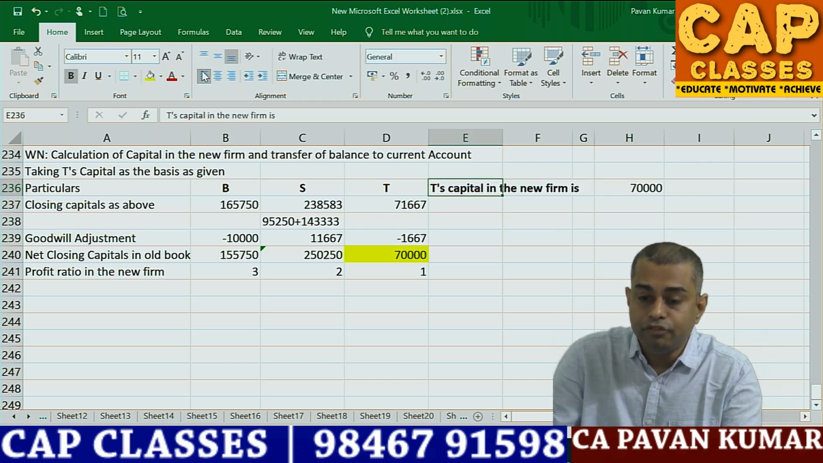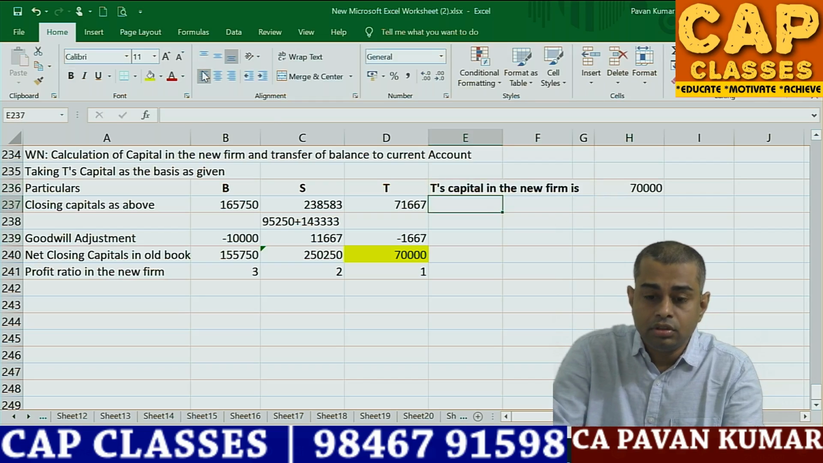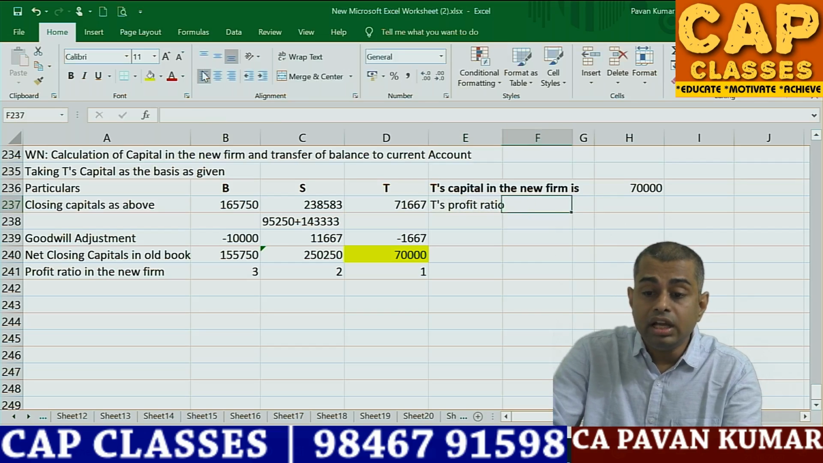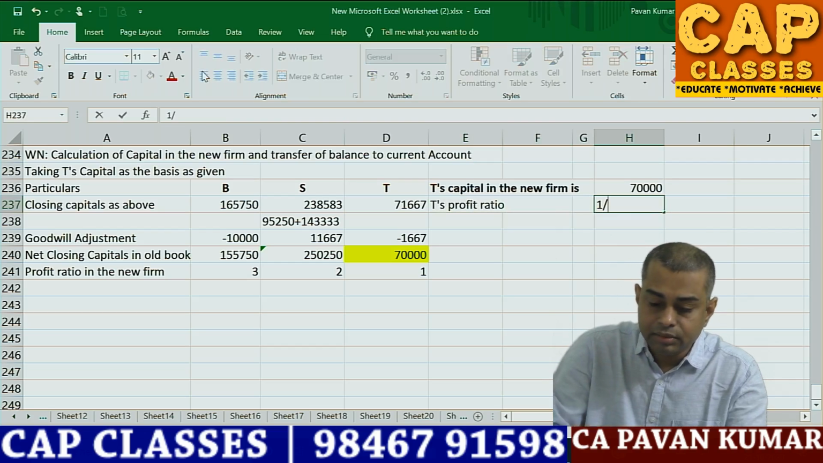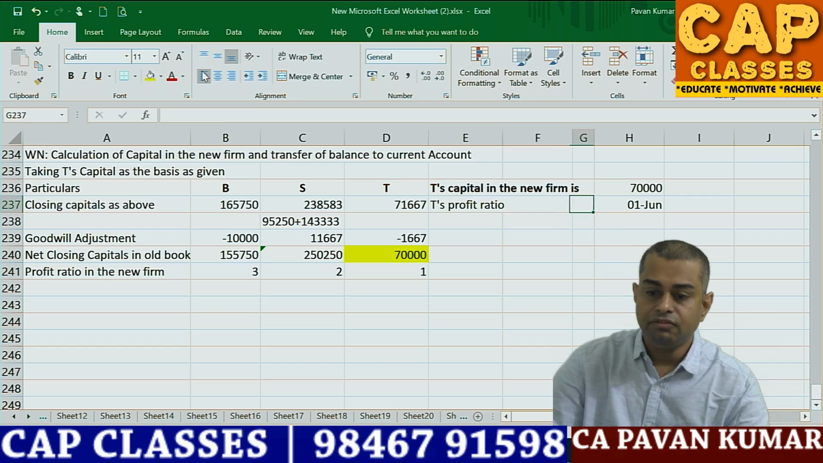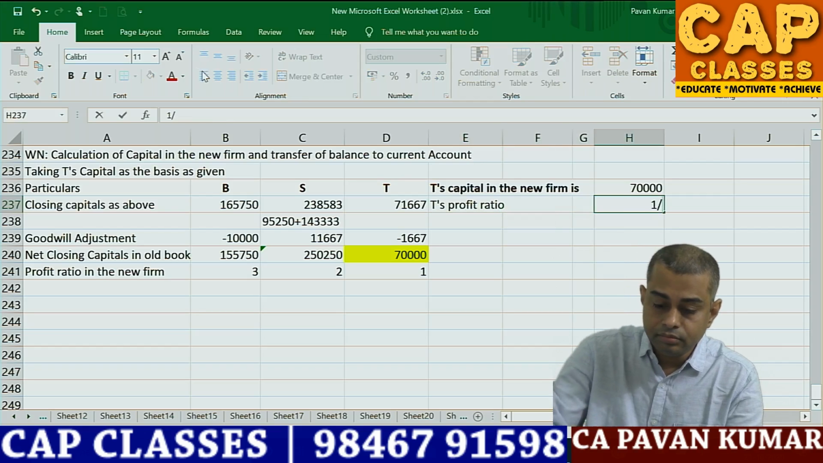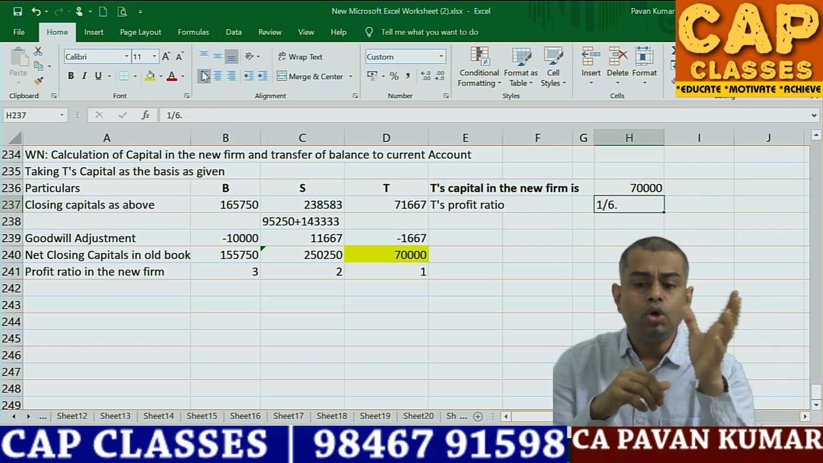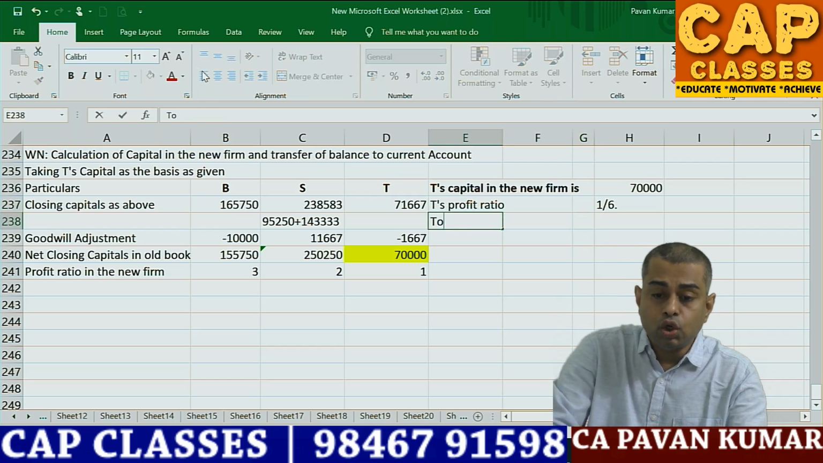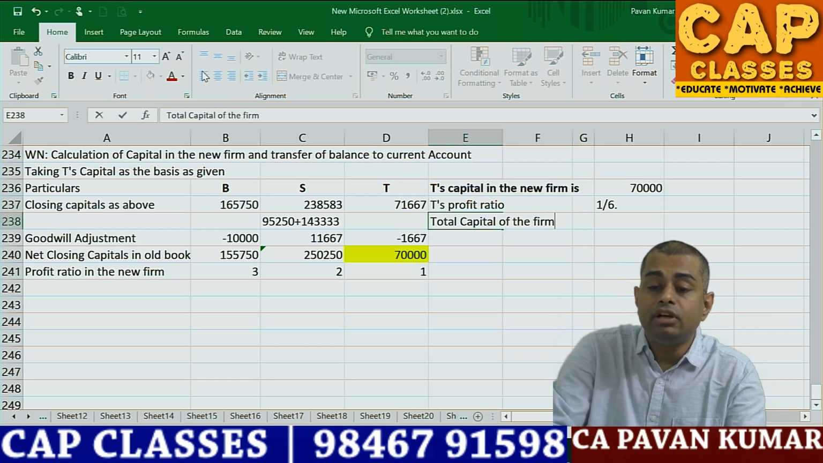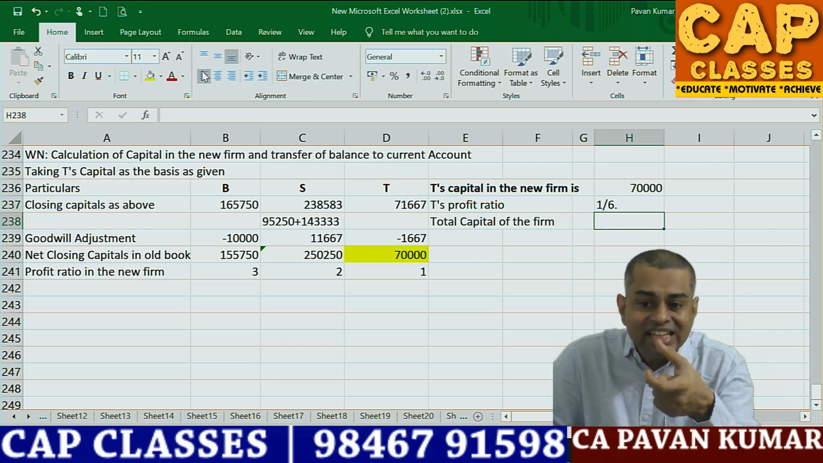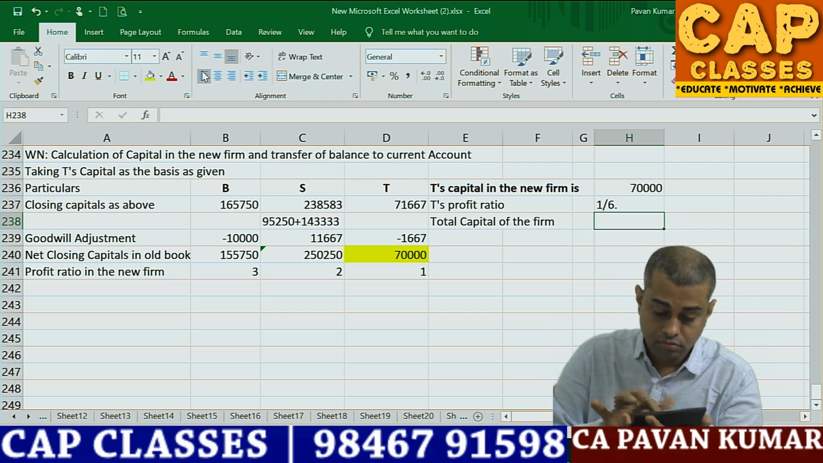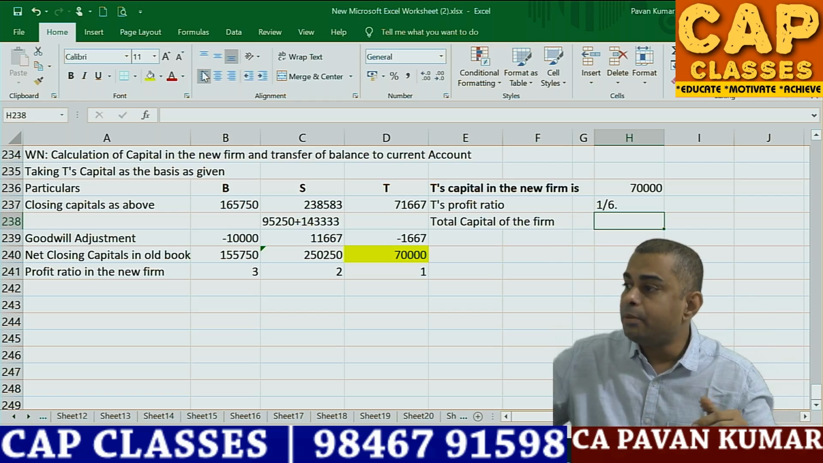T's capital in the new firm is 70,000. T's profit ratio is 1/6. I am putting a dot because I don't want it to be a date. So T's ratio is 1/6. So the total capital of the firm, for 1/6 if it is 70,000, total should be 70,000 into 6, no? 4,20,000. So total capital of the firm is how much?